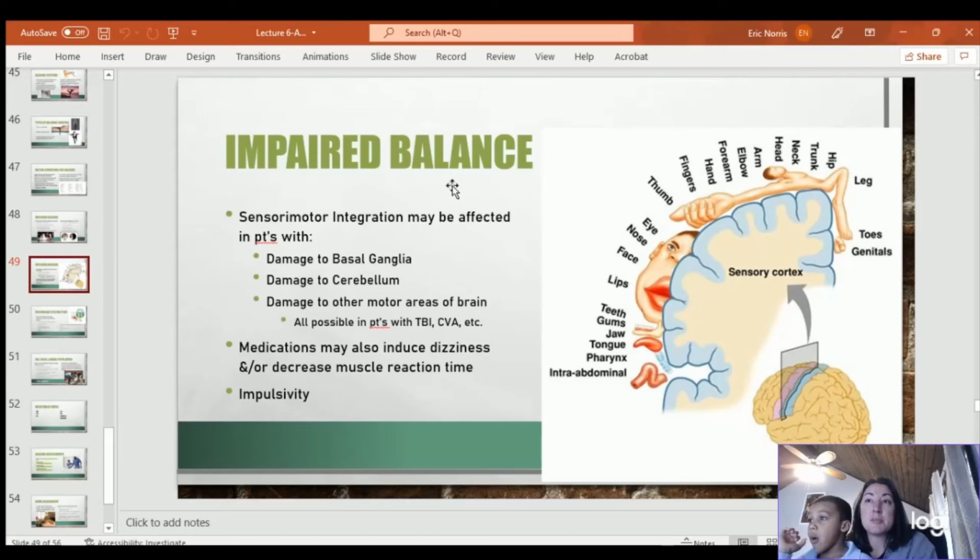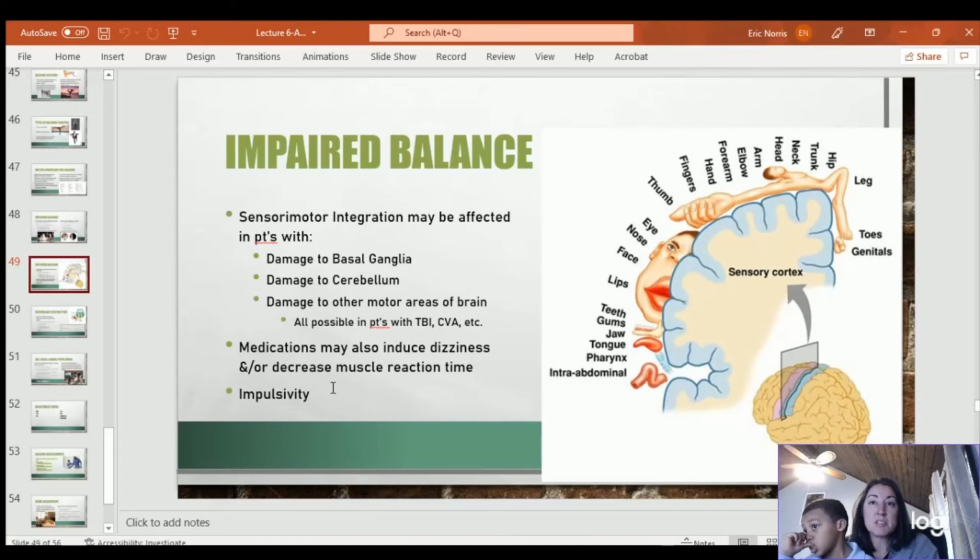Somatosensory integration may be affected in patients who have damage to their basal ganglia, their cerebellum, or other motor areas of the brain, like patients with a brain injury or a stroke. These are some of the areas in the brain that help you balance, so if those are impaired, then your balance will also be impaired. Some medications also induce dizziness and decrease your muscles' reaction time. So you have to be careful with patients who are on medications and be familiar with what they're on and what the side effects are.